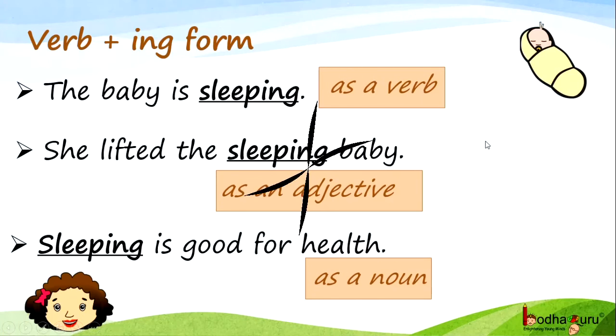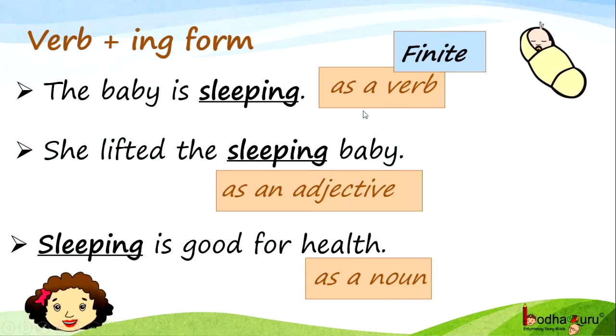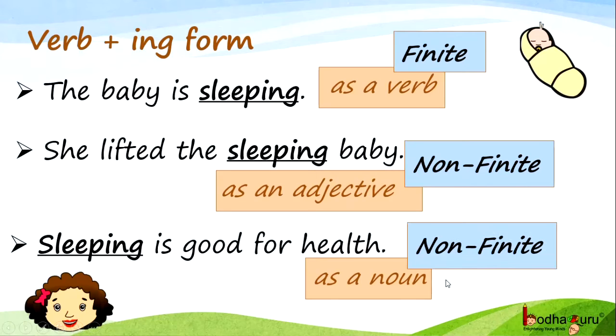So, what do we see? The ing form of the verb can act as a verb or it can act as an adjective or as a noun. Now, when it is acting as a verb, we say it's a finite verb. And when it is acting as an adjective, we say it is a non-finite verb. You can also see in this case, the main verb in the sentence is lifted. Now coming to the third sentence, here again, it's a non-finite verb and the main verb in the sentence is.